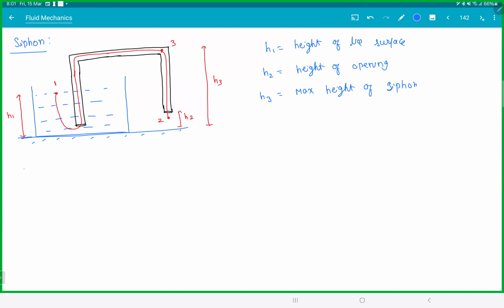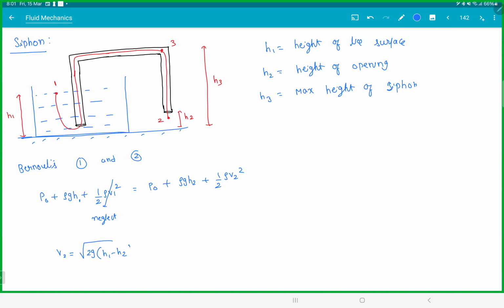So first thing, let's apply Bernoulli between 1 and 2. So if you see at P1, it's exposed to atmosphere, pressure is P0 plus rho g h1 plus half rho V1 square. We neglect this. It's a big area. The pipe is small. P here also P0 plus rho g h2 plus half rho V2 square. Straightforward. So V2 will be equal to root over 2g (h1 minus h2). Meaning the liquid will keep flowing till the height becomes same. Once the height is less than this, the liquid will stop flowing.